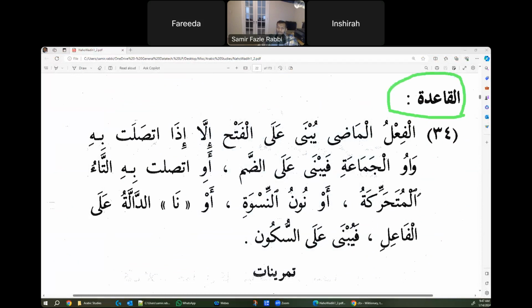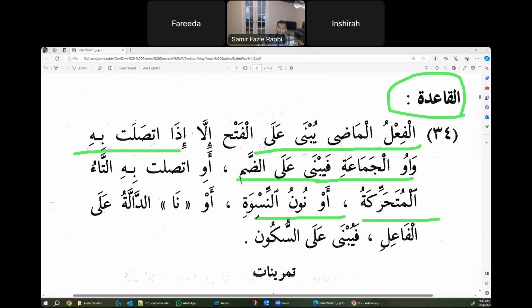But the qa'ida is, the rule is, al-fi'l al-madi yubna, the fi'l al-madi is built ala al-fath illa idha ittasalat bihi waw jama'a fa-yubna ala al-damm, aw ittasala bihi al-ta' al-mutaharrika, aw nun al-niswa, aw na al-dalla ala al-fa'il fa-yubna ala al-sukun.